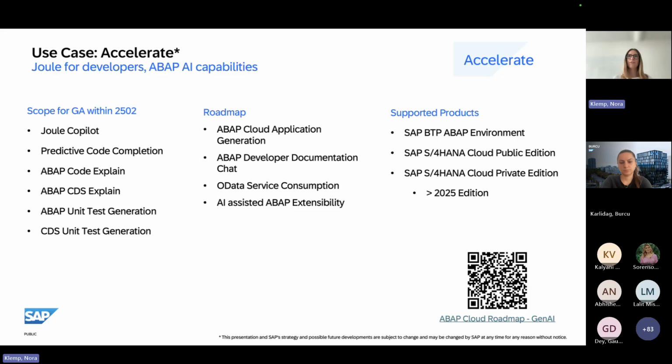There are a few other features planned for the coming releases, which are still on the roadmap or delivered via the 25.05 release last weekend. And the supported products are the SAP BTP ABAP environment, the SAP S/4HANA Cloud Public Edition, and the SAP S/4HANA Cloud Private Edition with the releases from 2025. And all information will be available also via the ABAP Cloud roadmap.